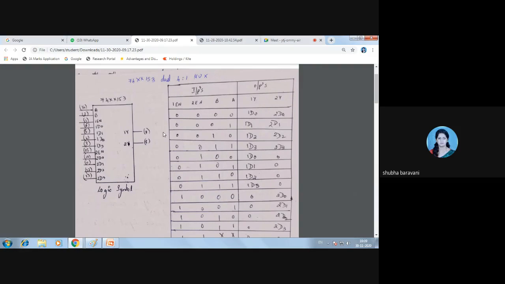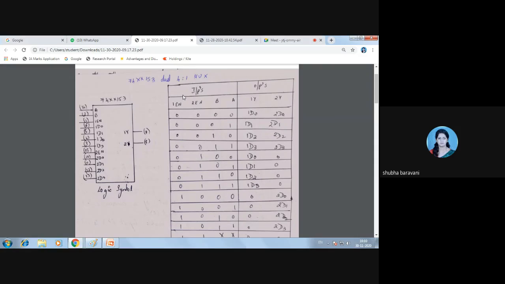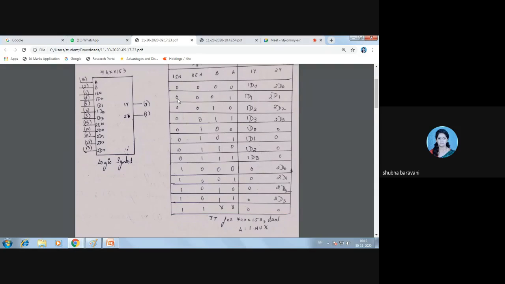Right. So we'll finish the class here for today. Have you understood what I have explained in this class? Just go through 74153 dual 4 is to 1 mux. This is similar to 2 is to 1 mux. So we are finishing for right now.